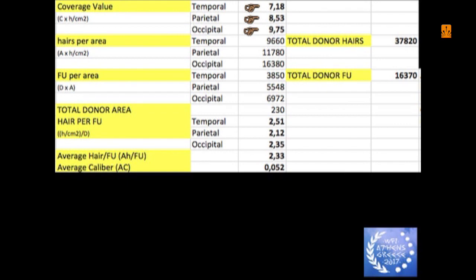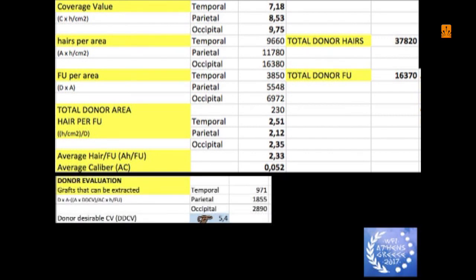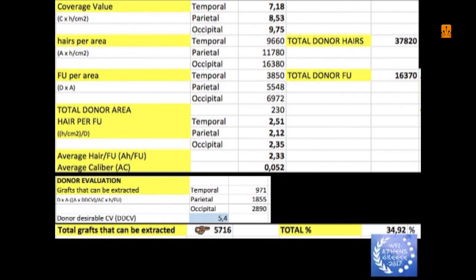Again, with a total donor area of 230 square centimeters, the coverage value was 7, 8 and 9 in temporal, parietal and occipital, with 16,000 follicular units in the safe donor area. With the 5.4 coverage value reference, now the donor capacity is 5,700 grafts, 35% of his current donor area, and we only must take care on both temporal areas where the limit is close, 971 grafts to be extracted. Our plan is to extract again 2,800 grafts, so that means that we will have more or less another 3,000 grafts available in the donor after this second procedure.